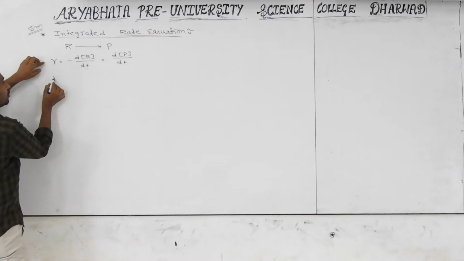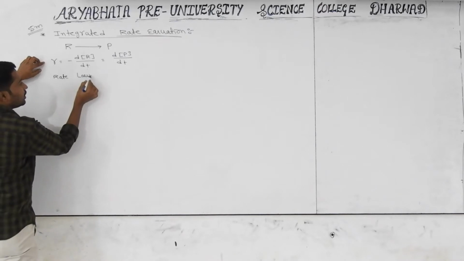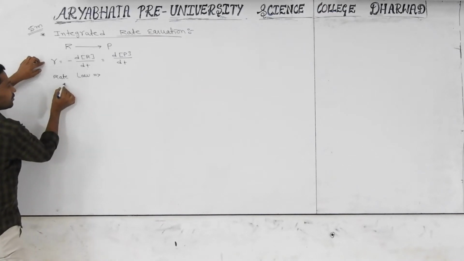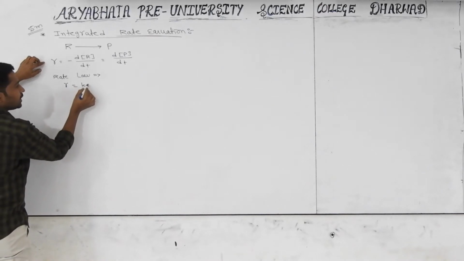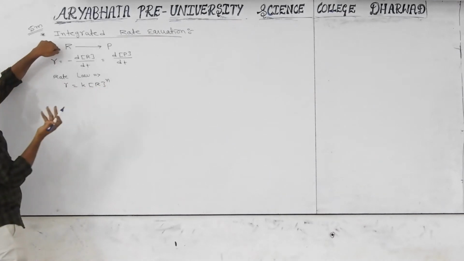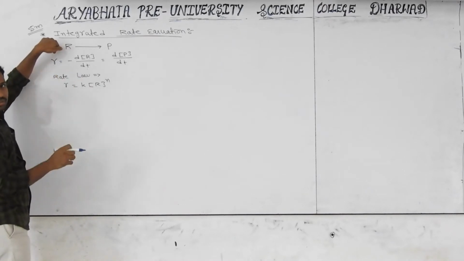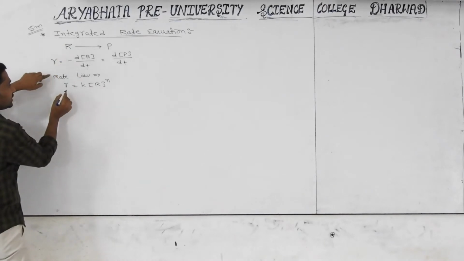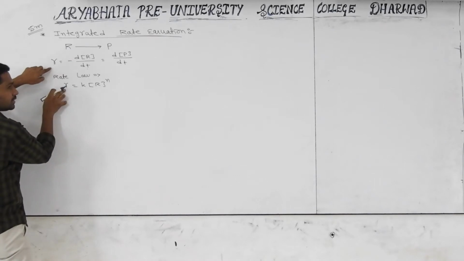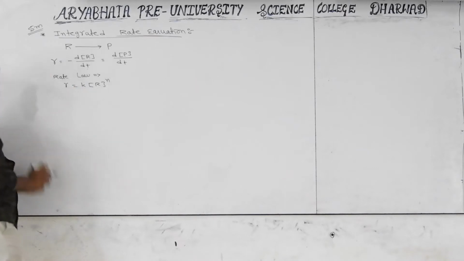But we know one more concept, the rate law. According to the rate law, what can we write? R is equal to k into the concentration of the reactant raised to the power n. We don't know what will come in the power. It depends upon whether it is an elementary reaction or a complex reaction. In this equation, rate is a relation in terms of concentration and rate constant.